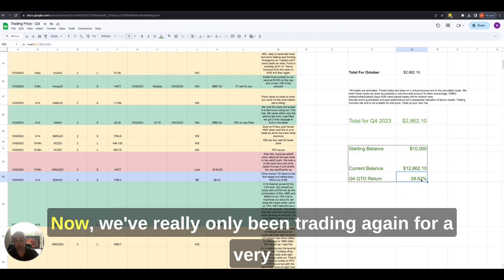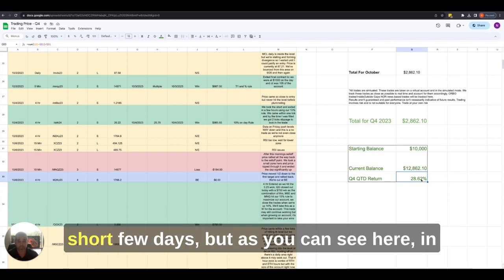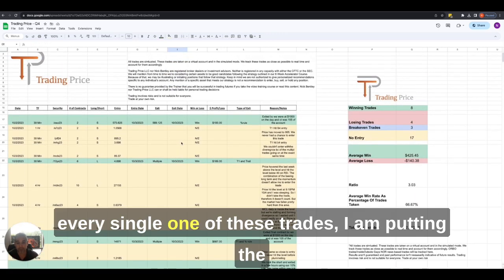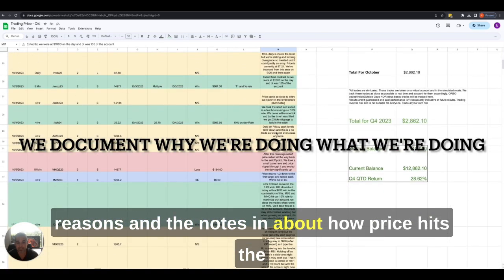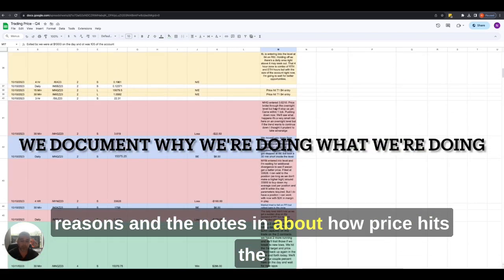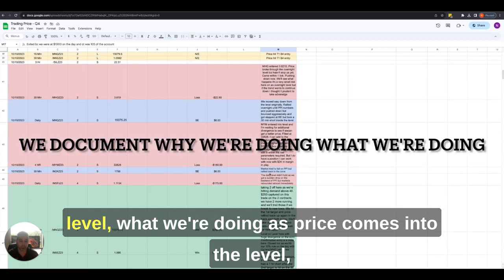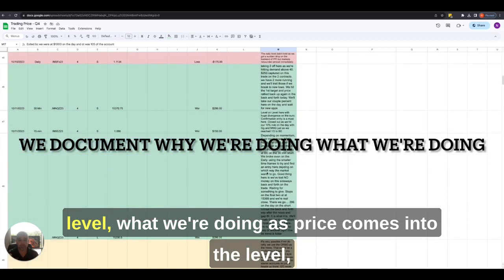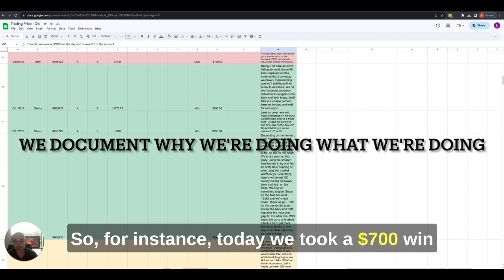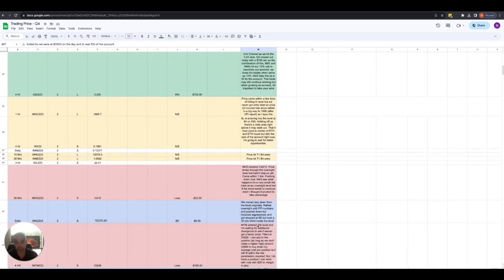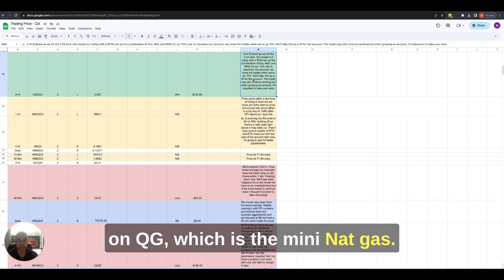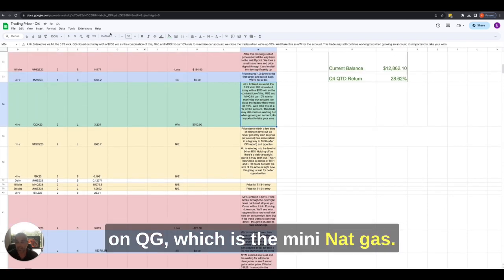Now, we've really only been trading again for a very short few days. But as you can see here, in every single one of these trades, I am putting the reasons and the notes in about how price hits the level, what we're doing as price comes into the level, and how we're managing the trade. So for instance, today we took a $700 win on QG, which is the mini nat gas.